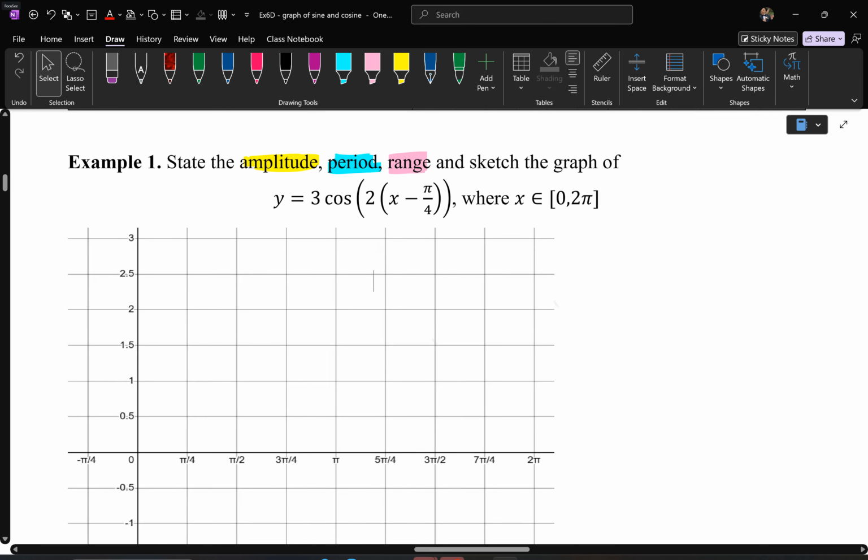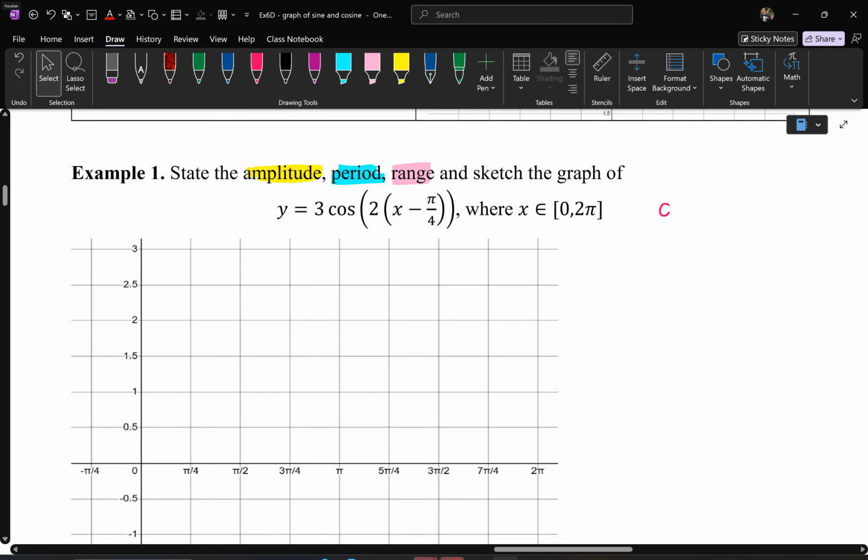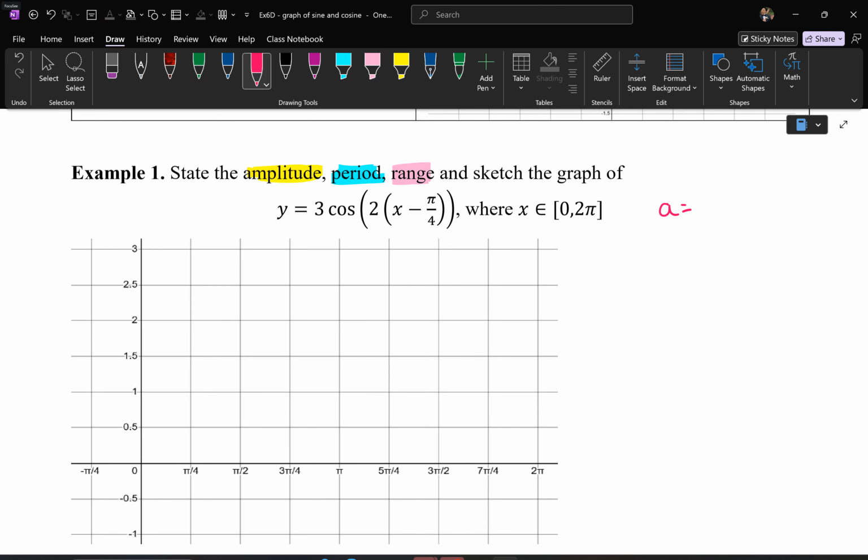What's my amplitude in this question here? Can I please have, let's go with Albert. What's my amplitude? 3. A is equal to 3. Again, that's your dilation, which affects your amplitude. Very good. What is my period equal to? 2 pi on n. What is that equal to? Let's go with Jaden. Yes, you're correct, actually. 2 pi on 2, that is equal to pi.